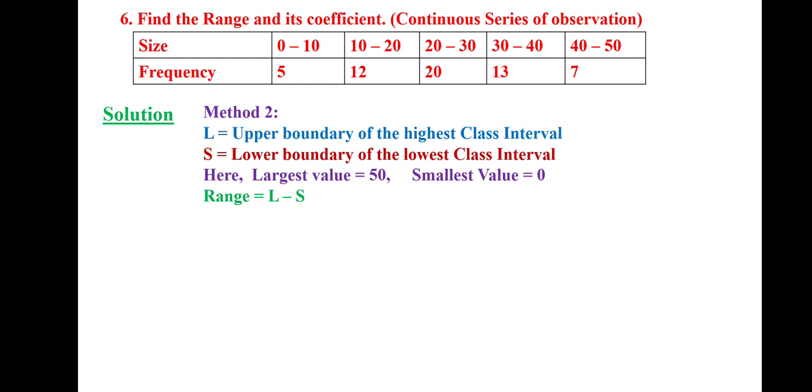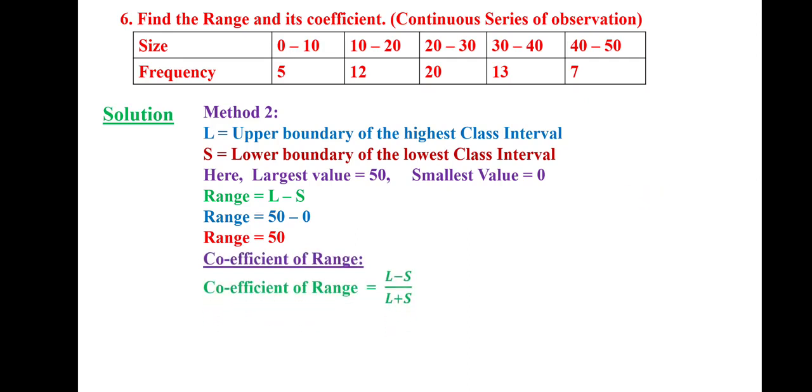Formula: range equals L minus S. Then range equals 50 minus 0, so range equals 50. Coefficient of range is L minus S divided by L plus S, 50 minus 0 divided by 50 plus 0, that is 50 by 50. So here both values are the same. In some cases we will get 1. In the majority of cases the value will be less than 1 but greater than 0. In this case the coefficient of range equals 1.